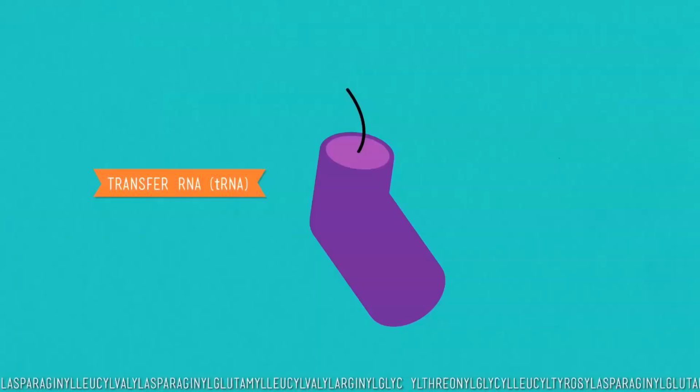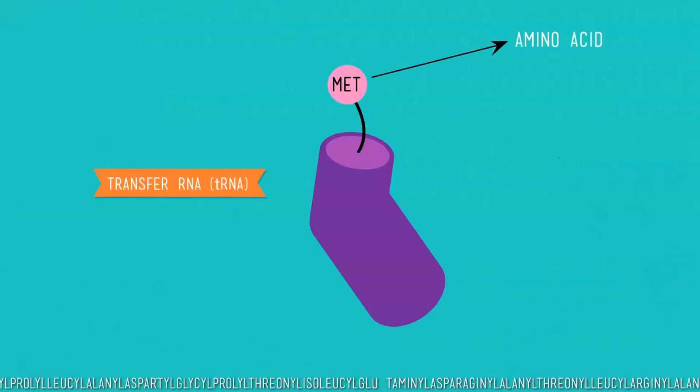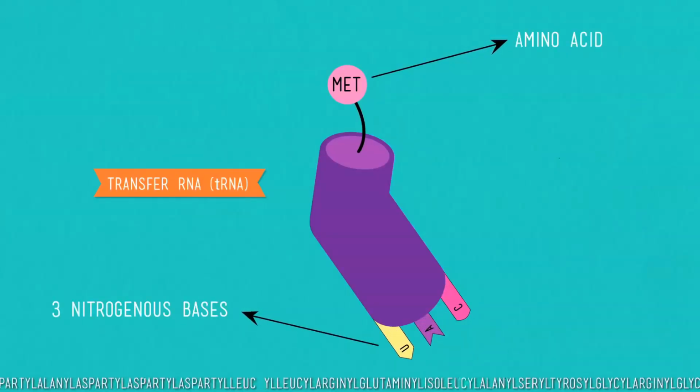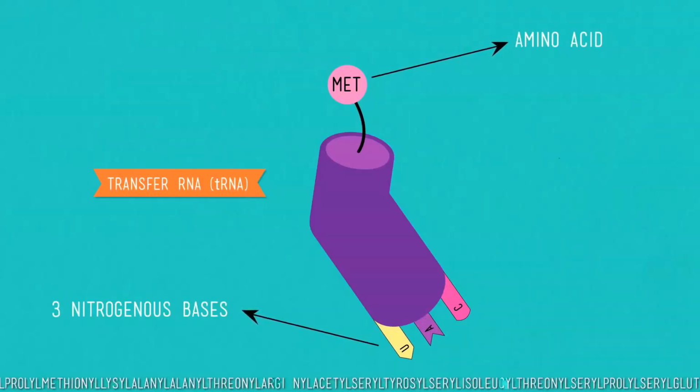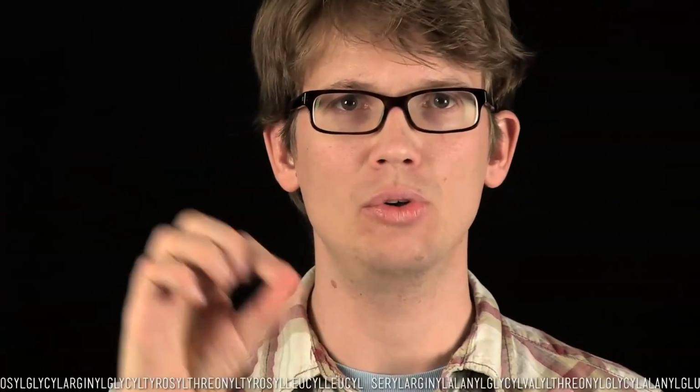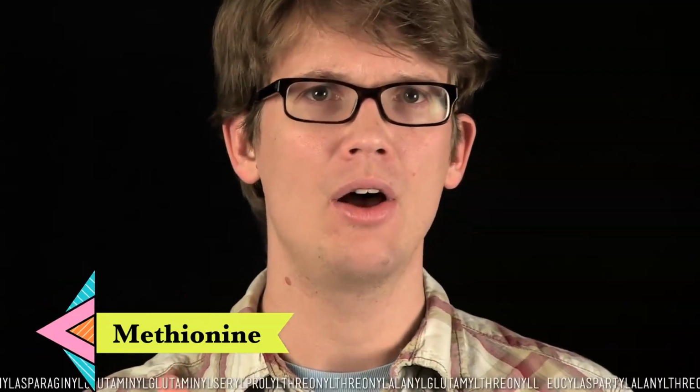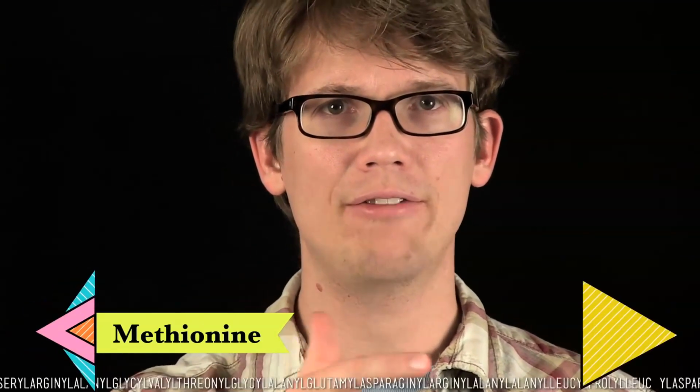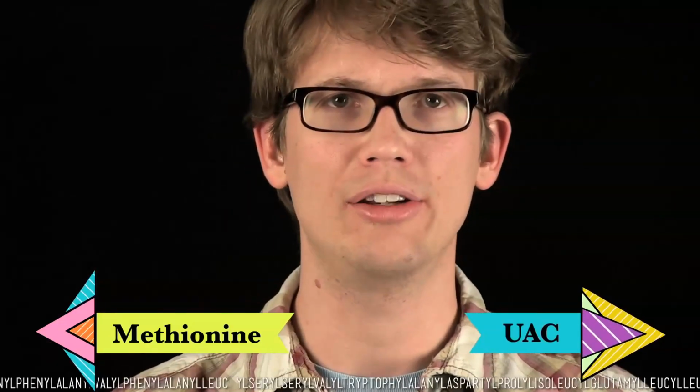On one end of the tRNA is an amino acid. On the other end is a specific sequence of 3 nitrogenous bases. These two ends are kind of matched to each other. Each of the 20 amino acids that we have in our body has its own sequence at the end. So if the tRNA has the amino acid methionine on one end, for instance, it can have UAC as the nucleotide sequence on the other end.